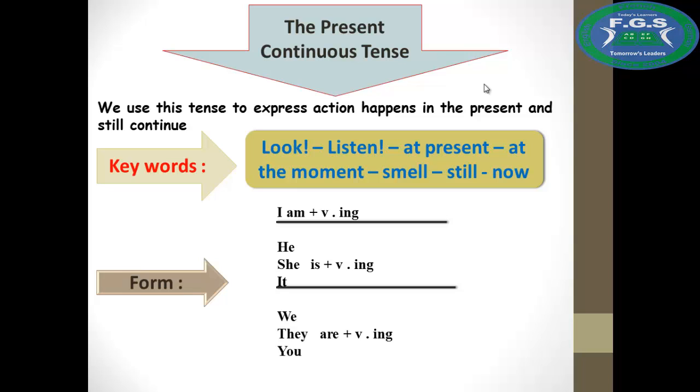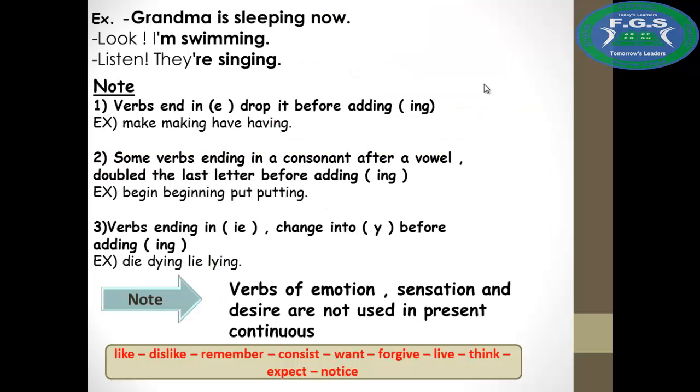That's okay. What about the form of the present continuous? We have I am plus verb followed by ing. For singular, we have he, she, it, followed by is and verb adding ing. For plural, we have we, they, and you, plus are plus verb followed by ing. Okay, for example, Grandma is sleeping now.